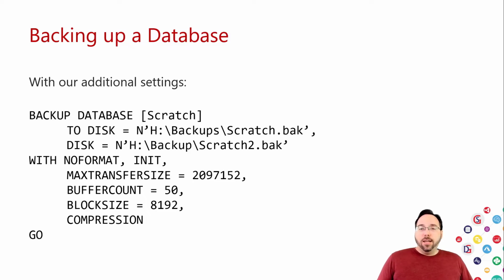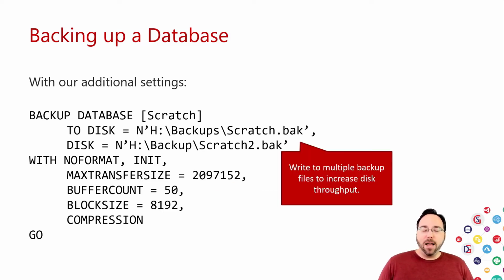So with our additional settings, this gets a little bit more complicated. Our backup statement now has a bit more heft to it. So we can write to multiple backup files, increasing disk throughput. I have an example here of just 2 files, but like I said, you can have many files. There's a trade-off, of course. When you restore, you need to specify all of those files. But if you're writing a script or have a job to perform restoration, that's not too big of a deal.